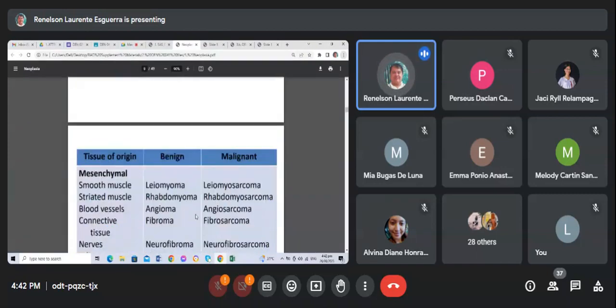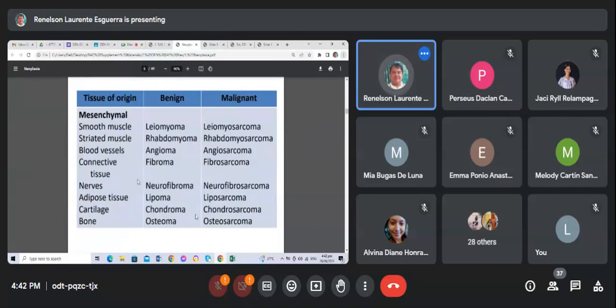Now, how about for mesenchymal tissues? For mesenchymal tissues, the benign forms would still end in oma for some, because there are exceptions to the rule. Then you also have sarcoma as the family name for malignant counterparts. If it's smooth muscle, it's leiomyoma for benign and leiomyosarcoma for malignant. For striated muscle, it would be rhabdomyoma and rhabdomyosarcoma. For blood vessels, it's angioma and angiosarcoma. For connective tissue, it would be fibroma or fibrosarcoma. For nerves, neuro, then adipose tissue would be lipoma and liposarcoma. Then cartilage, it's chondroma, and bone is osteoma and osteosarcoma. So you have here the connective tissue neoplasms, or the mesenchymal forms.